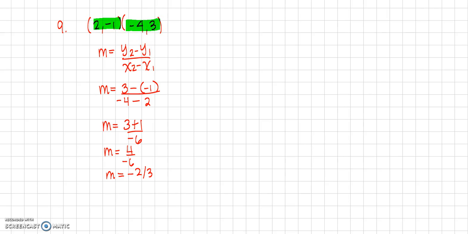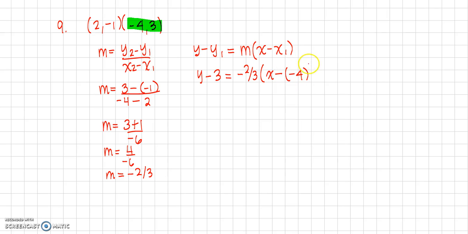Now, I can use either one of these points in the formula y equals mx plus b to find out what b is, which would then give me the equation, or I can use the point slope form as we did using both methods in the pretest. I'm going to use point slope, which says y minus y1 equals m times x minus x1. And I'm going to use this point right here. So y minus 3 equals negative 2/3 times x minus negative 4.